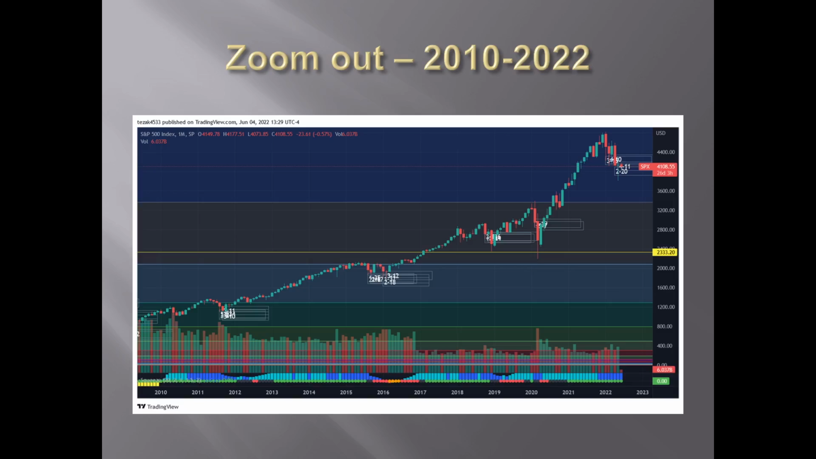Now let's zoom out, check out. This was the end of 2009 right here, that last little bit, and then the bull market that we are currently possibly in still, questionable, maybe coming to an end, who knows. But here it is.